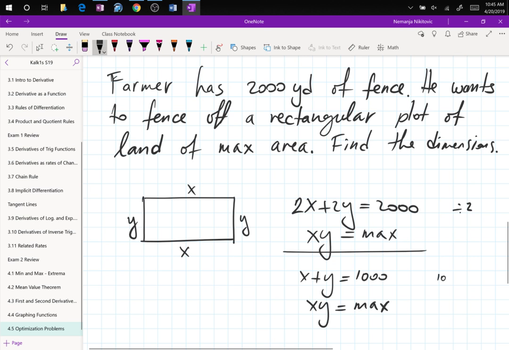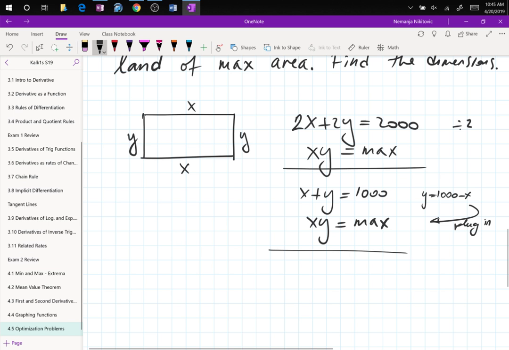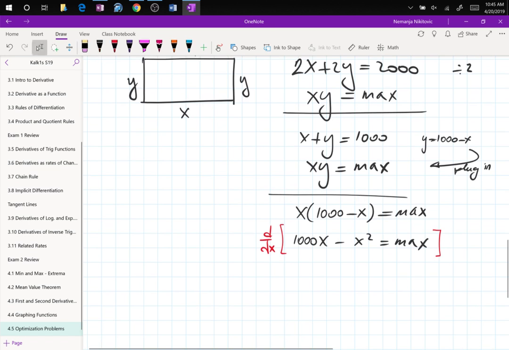So y is equal to 1,000 minus x. Plug in, this is absolutely the same. We have x times 1,000 minus x equals a max. 1,000x minus x squared equals a max. Once it has one variable, hit that with the derivative. And then we have 1,000 minus 2x equals 0.